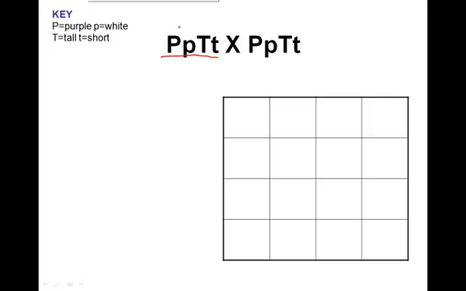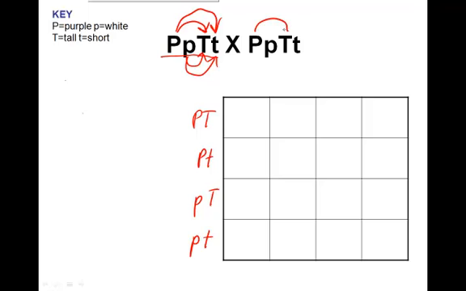Now, because the P's and the T's are on different chromosomes, they can be inherited in different combinations depending on how they line up during metaphase of meiosis. So this capital P could be inherited with that capital T. So that's our first combination. This capital P could be inherited with that lowercase t. That's our next combination. This little p could be inherited with that capital T. And this little p could be inherited with the lowercase t. Same process over here. Capital P could be inherited with capital T. Capital P could be inherited with lowercase t. And then lowercase p could be inherited with capital T. Lowercase p could be inherited with little t.